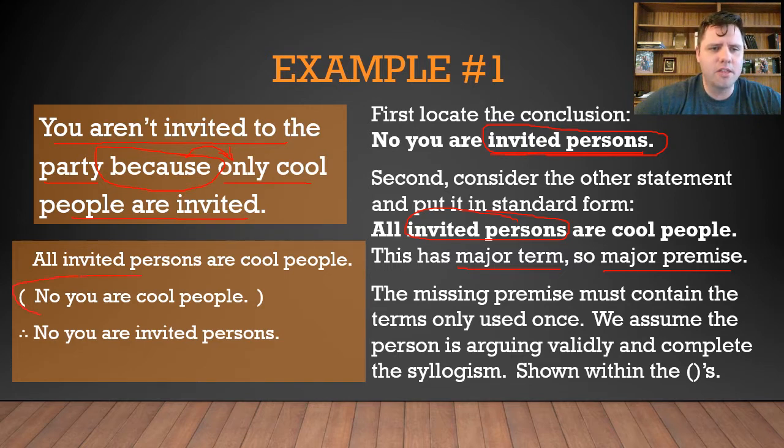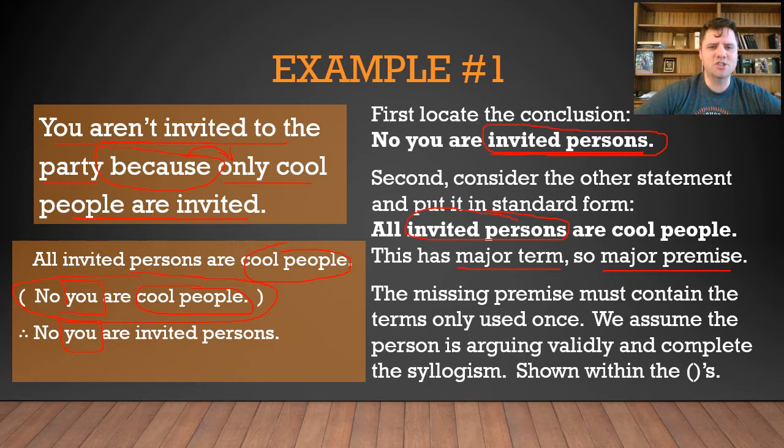Now, note, the thing that's implied, the thing that we all got right off the bat is, I'm not a cool person. No, you are cool people. Notice this is the minor premise because it has the minor term in it. And then cool people, remember, it would be the middle term that's being found here.